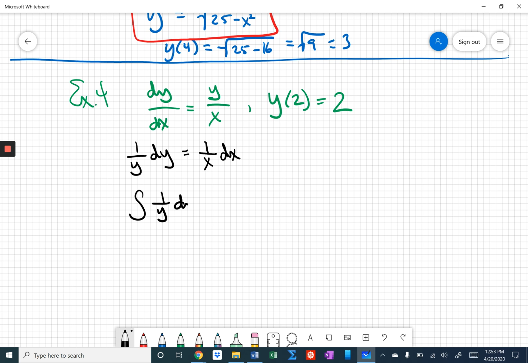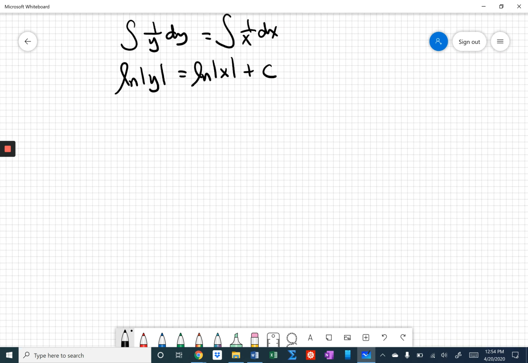So let's take our antiderivatives, or note our antiderivatives, so our reader understands what we're doing through this process. The antiderivative of 1 over y with respect to y, hopefully you have that locked and loaded from your experience. It's the natural log of the absolute value of y. Make sure you have that absolute value symbol there. Similarly, over here, we're going to end up with the natural log of the absolute value of x, and of course, plus a constant.